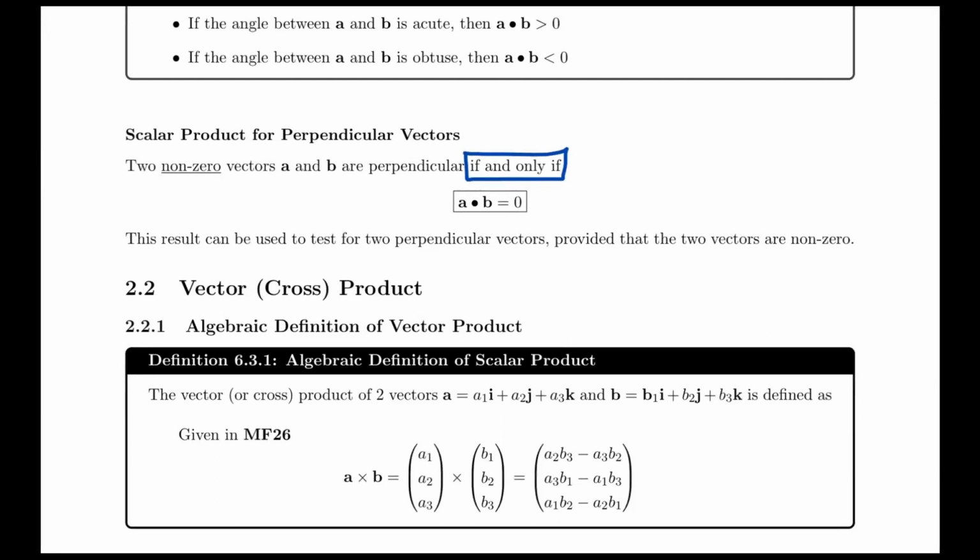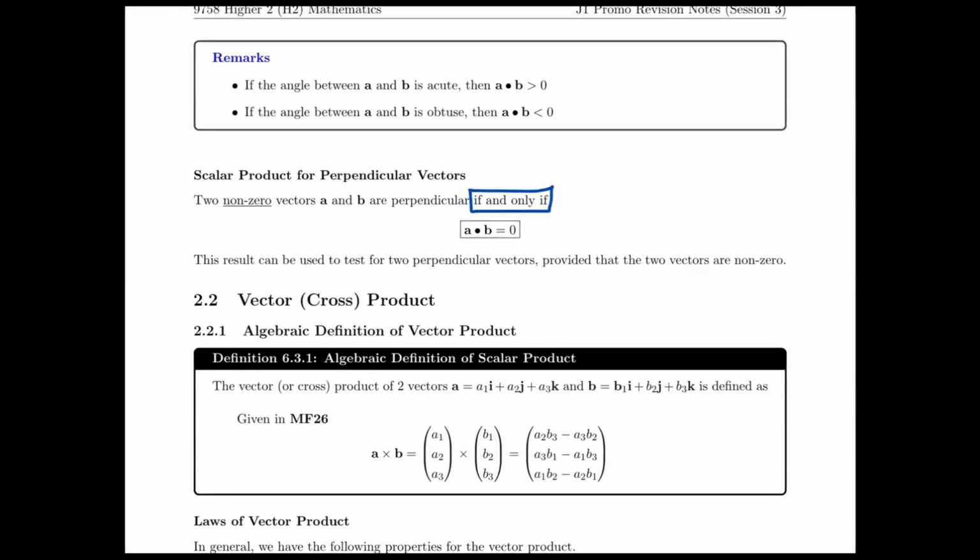What does this mean? It means two things. Number one, if I tell you that A and B are perpendicular to each other, it means that A dot B equals 0. It also tells you that if I tell you that A dot B equals 0, it means that A and B are perpendicular to each other. Understand what this sentence means? Be very, very clear about it. It works both ways. Okay. Any questions? No. Now let's move on.